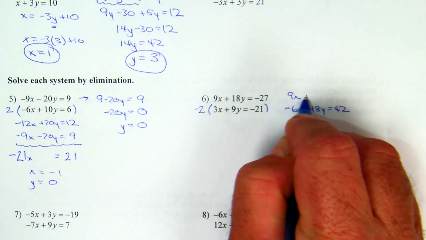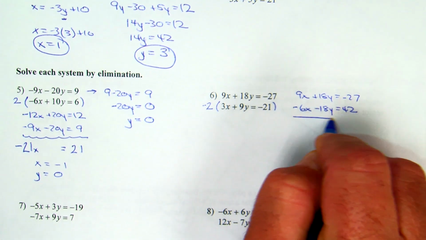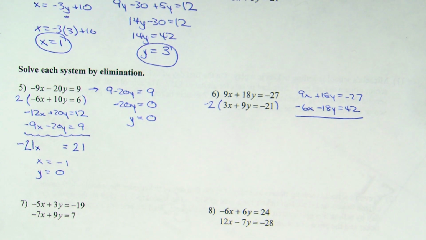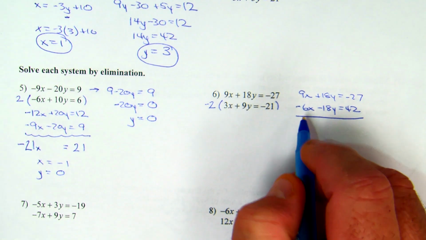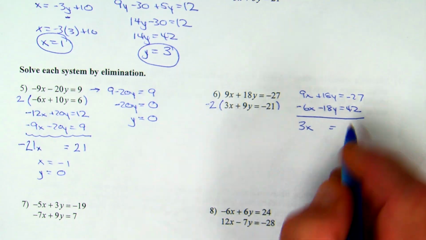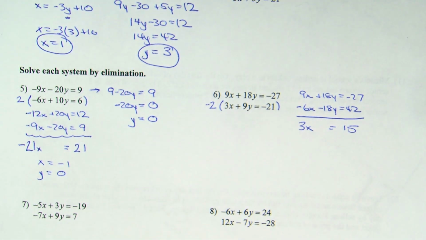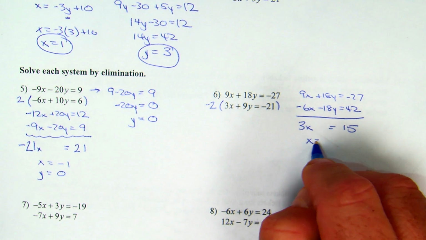And then 9x plus 18y equals negative 27. When I add straight down, 9x minus 6x is 3x. 42 minus 27 is 15. I then divide by the 3 and x equals 5.